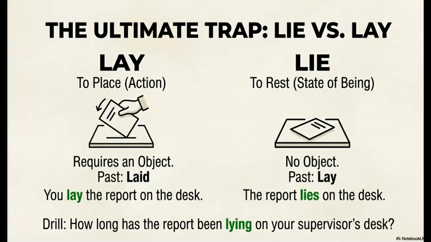And so here's one of the major traps that catches a lot of people. This is lie versus lay. Lay means to put something down, like placing a piece of paper on a desk. Lie means to rest. So you would lay the report on the desk, but then the report lies there. Okay, and so if it's been sitting there for, let's say, a week, you would say it has been lying on the desk. You wouldn't say it's laying on the desk.